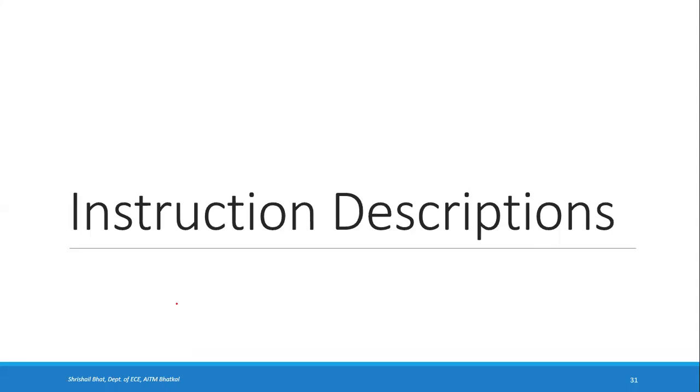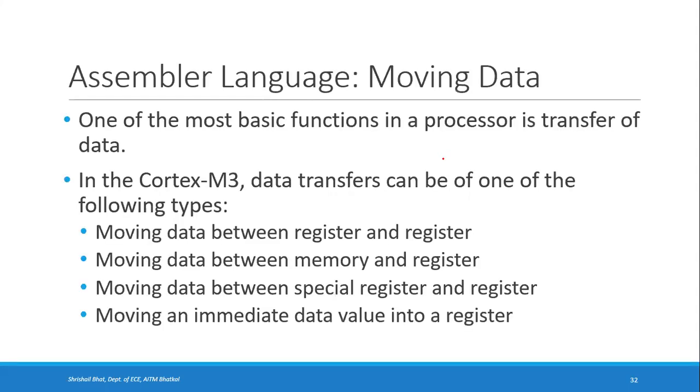Okay, so now coming to the description of these instructions, we can have them in different parts based on their functions. First let us go through the instructions which are used for moving data. Moving data means from one location to the other. You can also call it data transfer instructions, right? One of the most basic functions in a processor is transfer of data. The data transfer can be one of the following types.